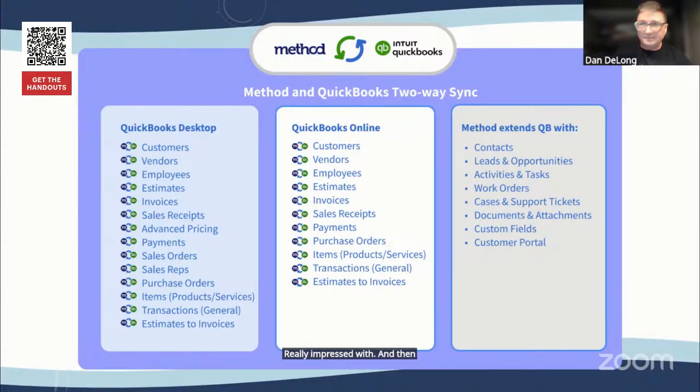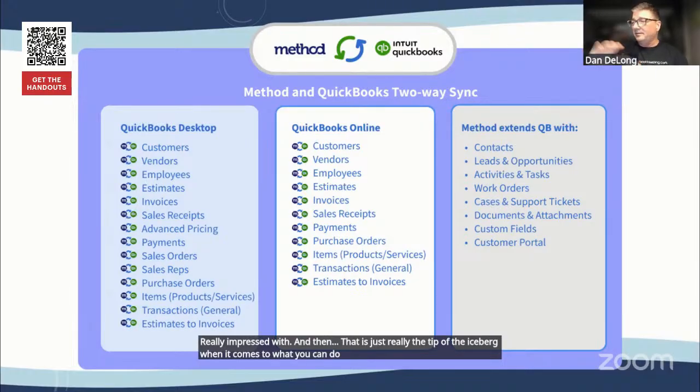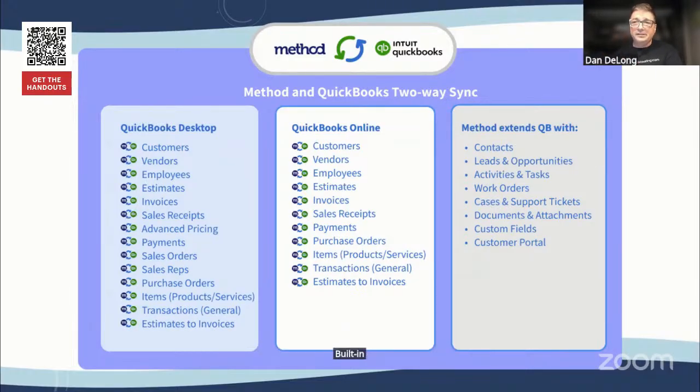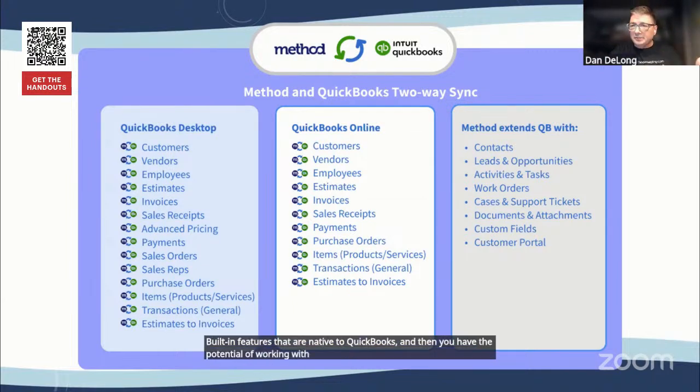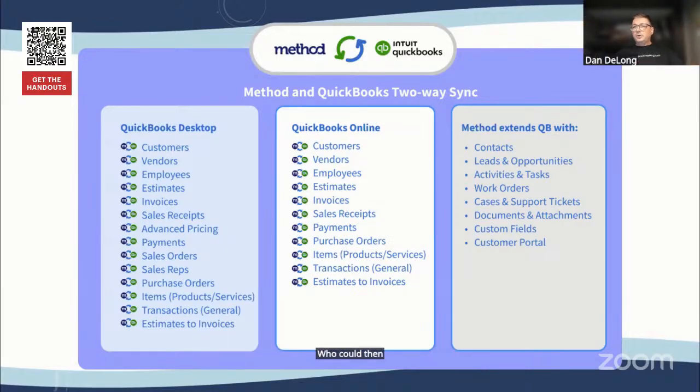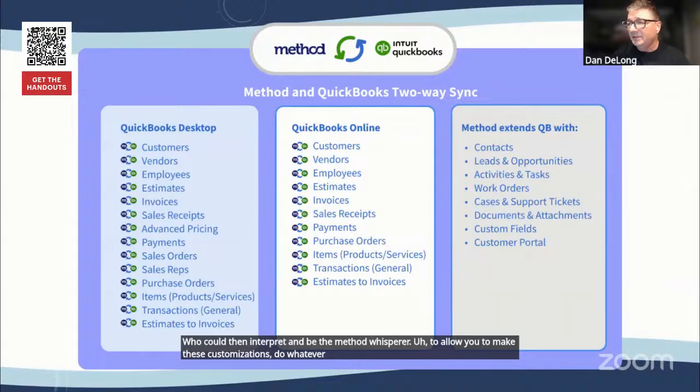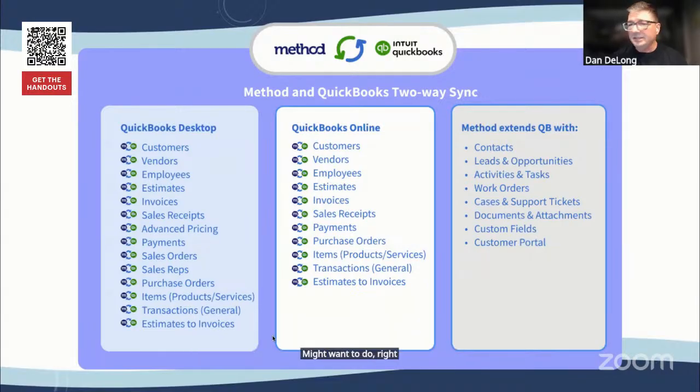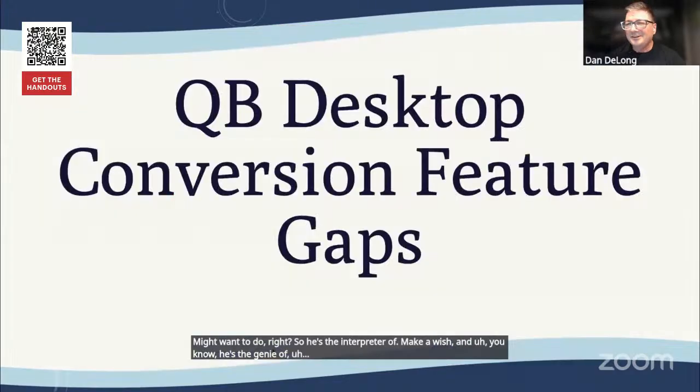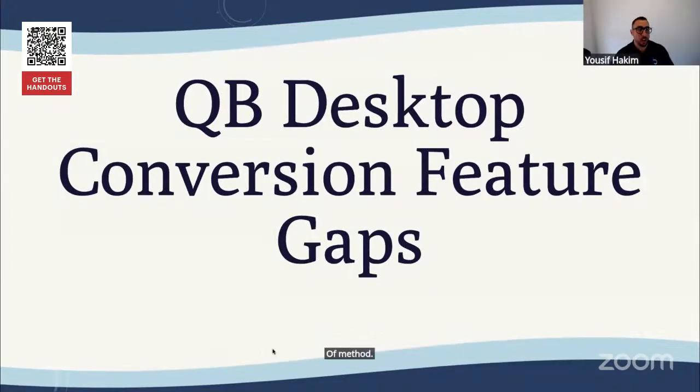And then that is just really the tip of the iceberg when it comes to what you can do, because now you have all of these other built-in features that are native to QuickBooks. And then you have the potential of working with somebody like Yosef, who could then interpret and be the Method whisperer to allow you to make these customizations, do whatever it is that you might want to do, right? So he's the interpreter of make a wish, and he's the genie of Method. You're putting me too high on the pedestal.